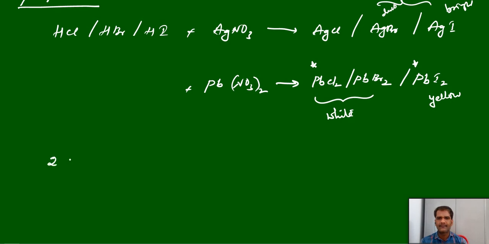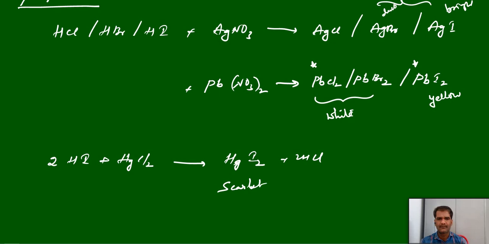One more extra reaction of HI. Hydrogen iodide, if we treat with mercuric chloride, it will give mercuric iodide. The mercuric iodide is scarlet red in color. Scarlet red. So these are the few important properties of HCl, HBr, HI together. This is something about hydrogen halides. Mainly HCl is given in the NCERT. Apart from this, HF, HBr and HI you should also read.